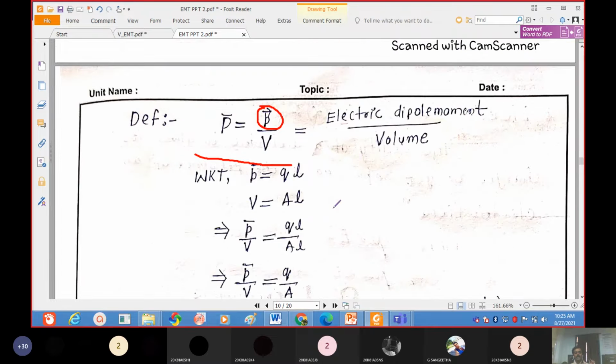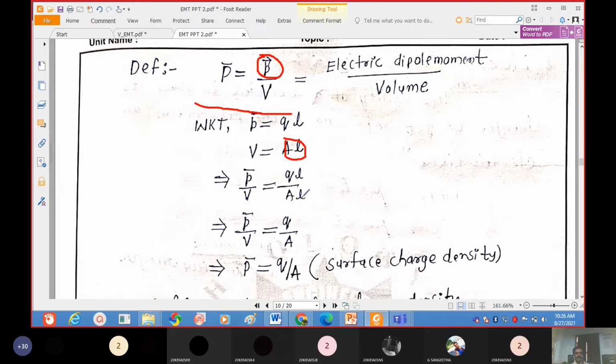Already we know that small p equals q into L, and volume V is equal to A into L. We substitute these two values in the above equation. Here L is the length of the dipole, Q is the charge, and A is the area of the material. Now L gets cancelled, so P bar is equal to Q by A.